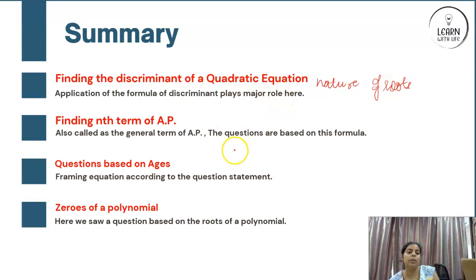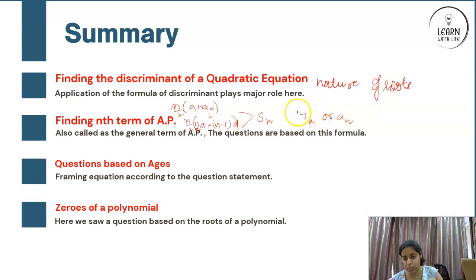Finding the nth term of the AP. The nth term of the AP is the general term of the AP. Usually, based on this, we saw two formulas, Sn and Tn. Tn's formula is also called an's formula. And Sn has two formulas. One is n by 2 into a plus an. The other has an's formula opened up: n by 2 into 2a plus n minus 1 into d. And this an or tn is the general term.